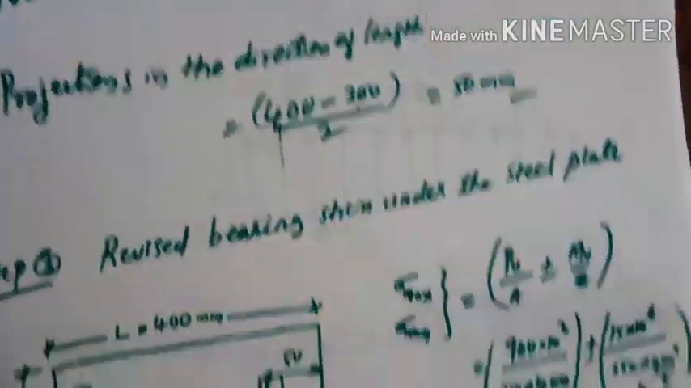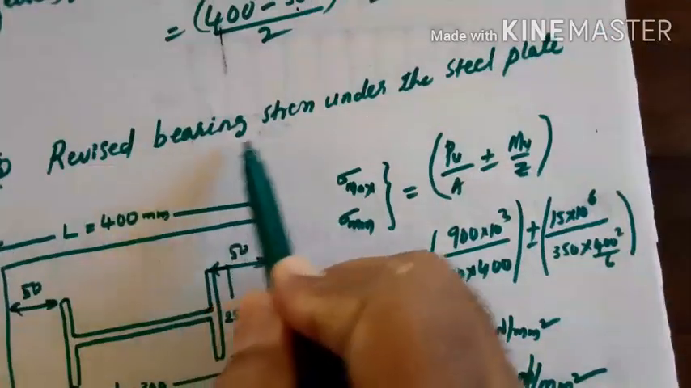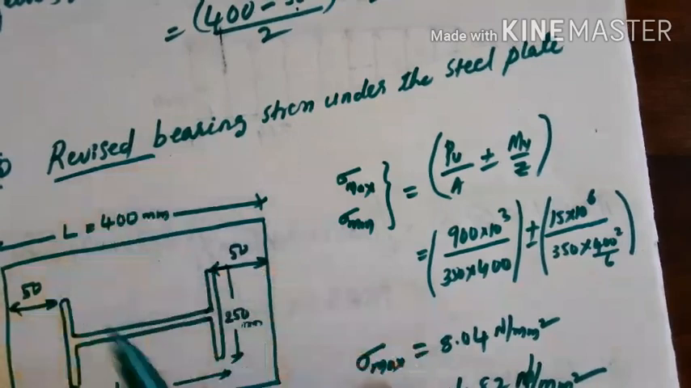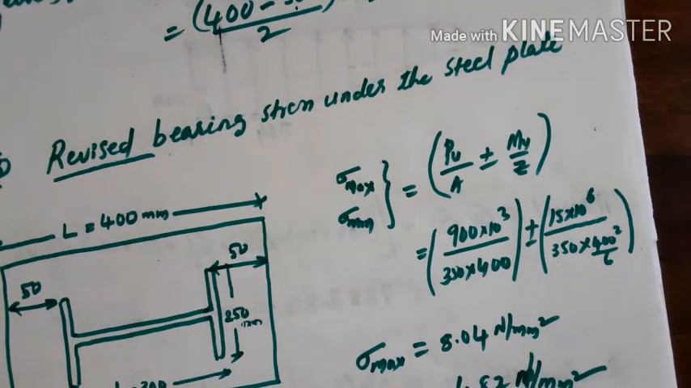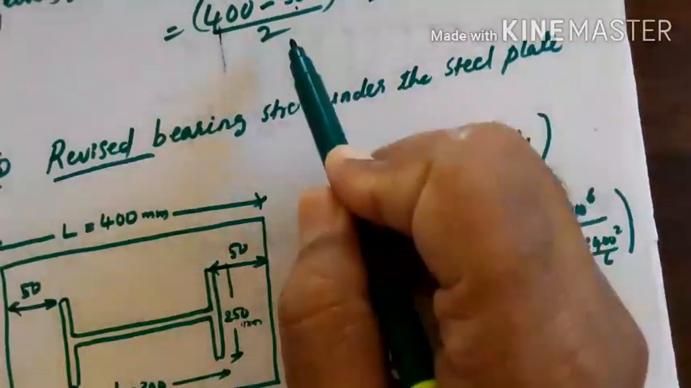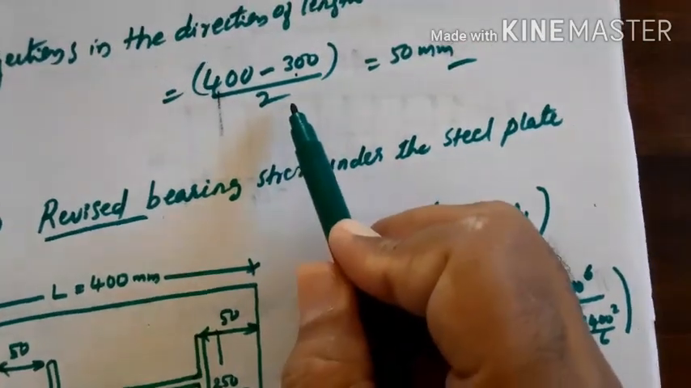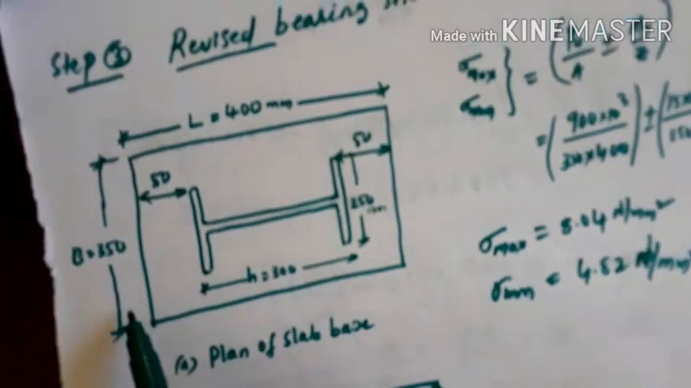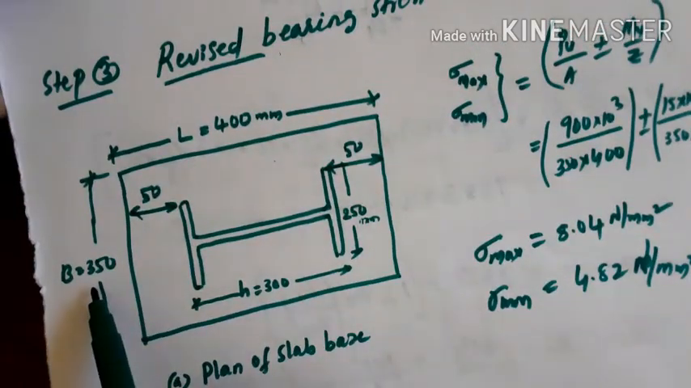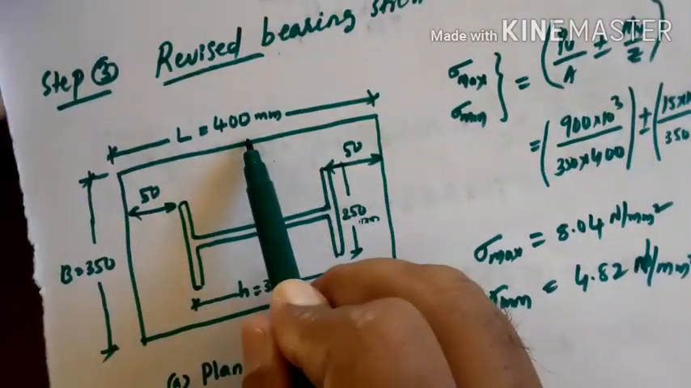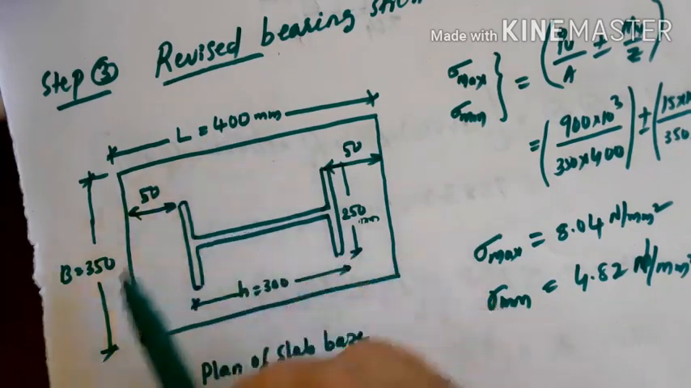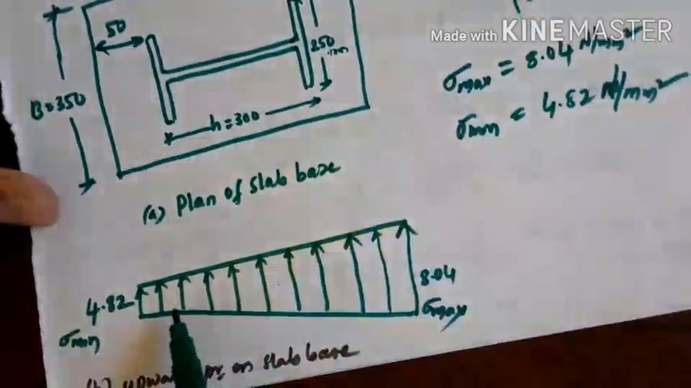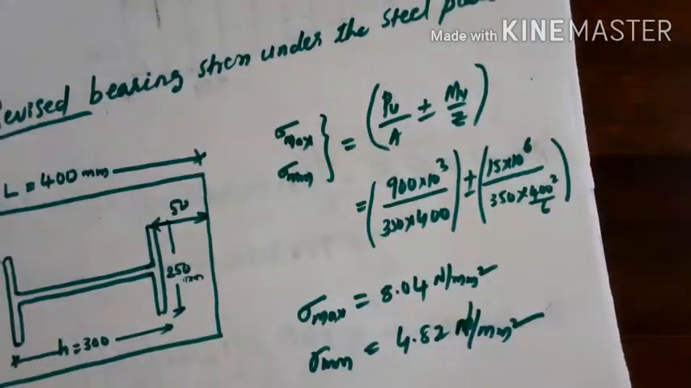This is the projections. Then calculate what is the revised bearing stress under the steel plate. Revised bearing stress means actual bearing stress acting underneath the steel plate for the provided area of base plate. So now this is the size of the base plate provided, that is the width is 350 and length is 400. That is the area becomes L into B. Now this is the soil pressure acting, and how this soil pressure we get.